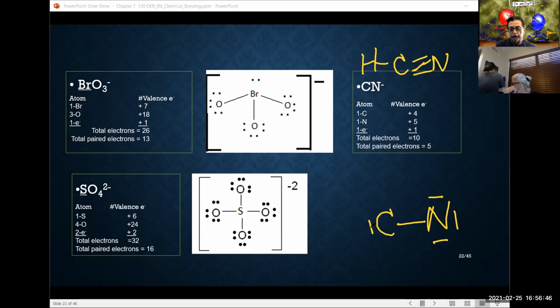Let's go right here. 5. So I've got 1, 2, 3, 4, 5 pairs. Then I check the octet. Guess what? Just like we did with HCN, we've got to make a triple bond.